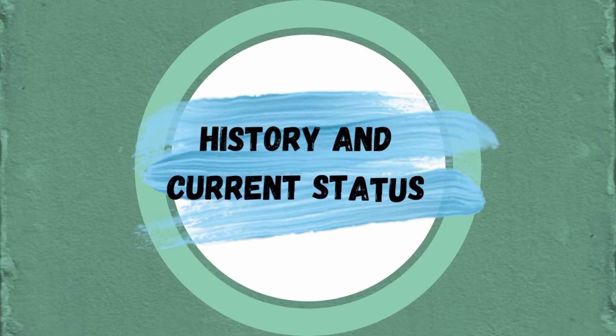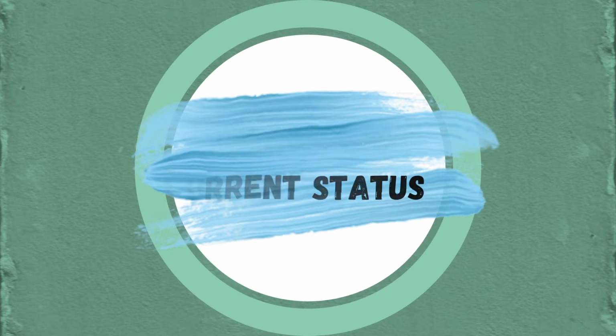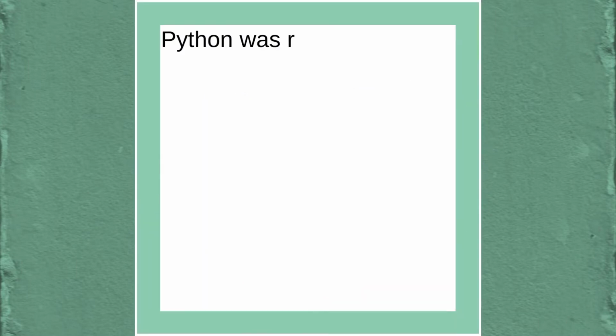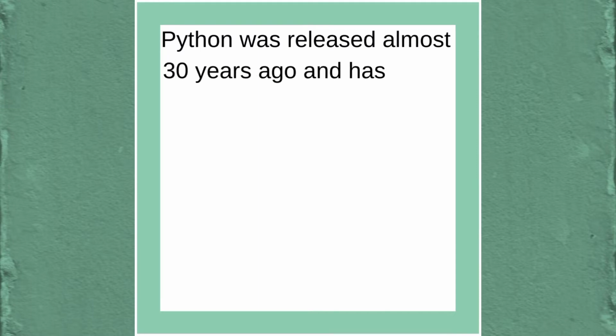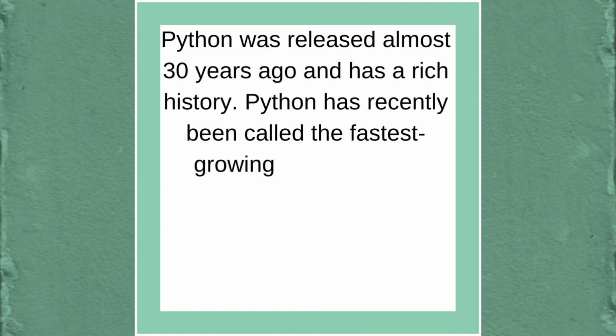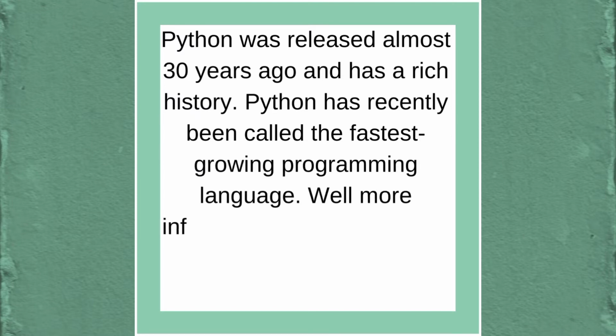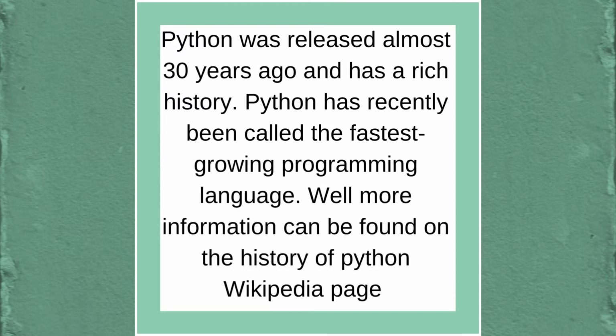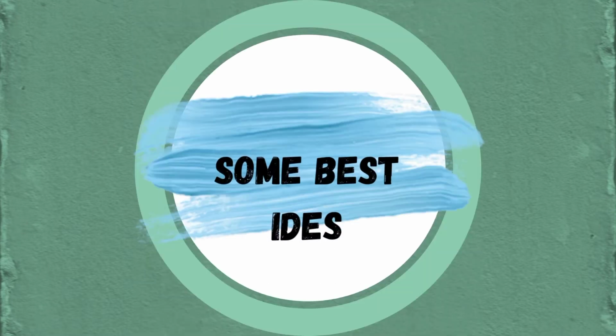Moving towards its history and current status. As discussed before, Python was released even before Java in 1991, approximately 30 years ago, and it has quite a rich history. Python is considered nowadays to be the fastest growing programming language, and it is due to its dynamic nature. Now, moving towards some of its best IDEs.